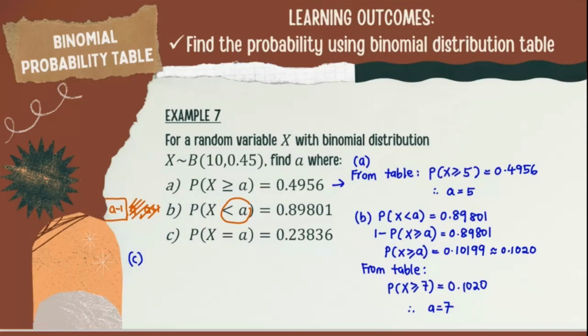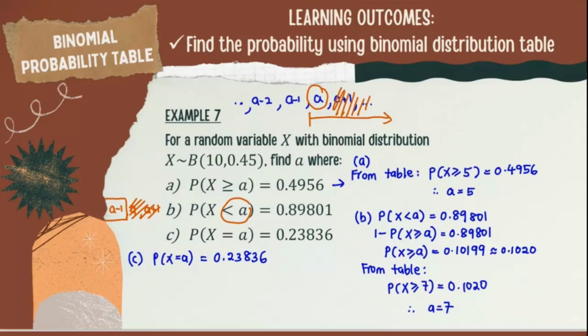Now let's look at C. P of X equals to A. Okay, kalau equals to A, P of X equals to A sama dengan 0.2386. Saya shortingkan kat atas ni pula. So kita ada A, kita ada A minus 1, kita ada A minus 2 dan seterusnya. Dan kita ada A plus 1 dan seterusnya. Kalau dia nak A sahaja, apa yang kita akan buat? Kita cari greater than or equals to A, tolak dengan greater than or equals to A plus 1. So this is what we are going to do.